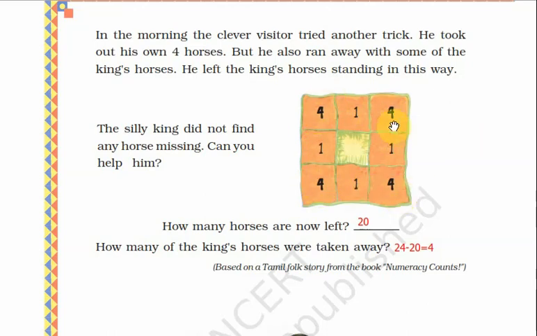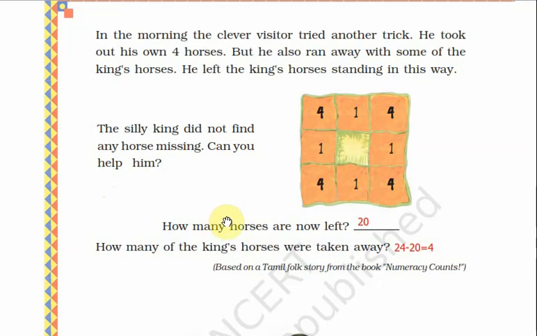So from all sides, when the king comes and counts, he will find 9 horses. So he will not notice any mistake or any missing horse, because the king knows to count only 9 from all the sides. The clever visitor arranged them in such a way that when the king came and counted from any side, the number of horses will be 9. But he has taken some horses also. So the silly king did not find any horse missing. Can the king find any horse missing? No, because from all the sides it is 9.